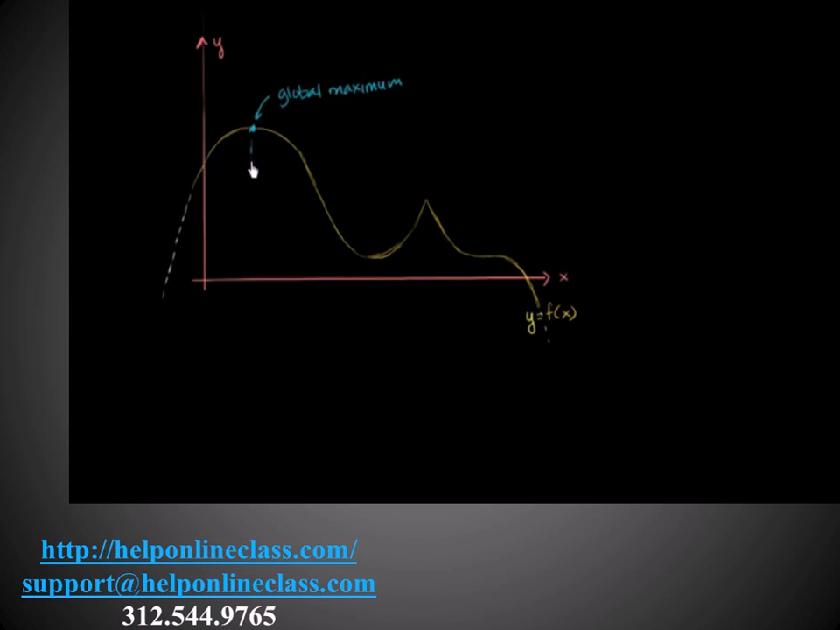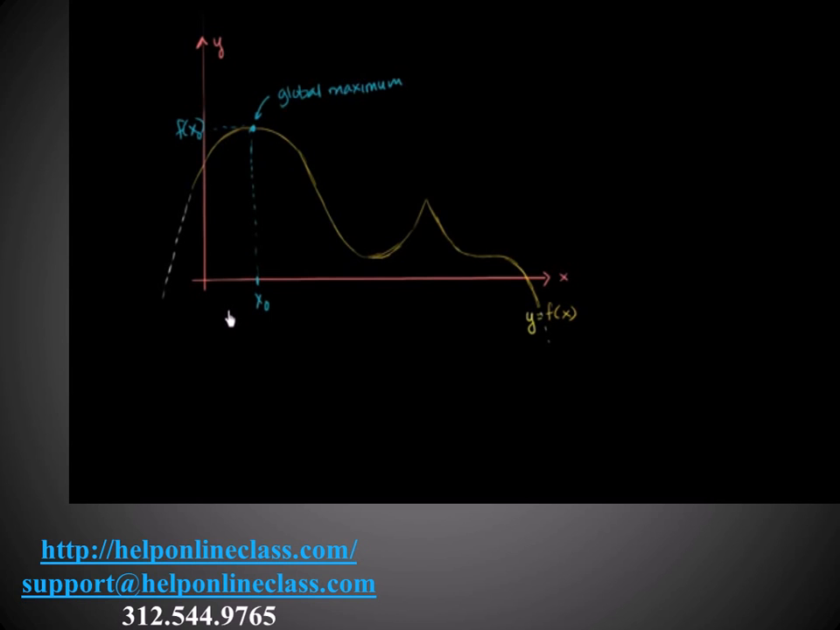So we could say that we have a global maximum at the point x naught, because f of x naught is greater than or equal to f of x for any other x in the domain. And that's pretty obvious when you look at it like this.